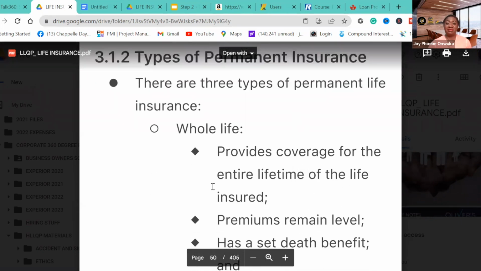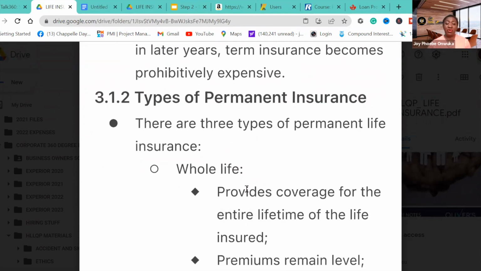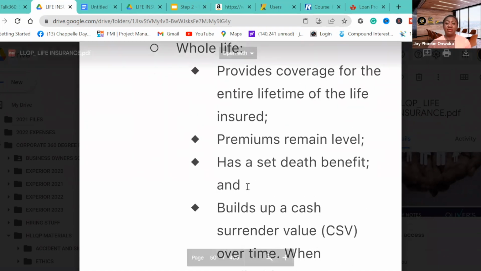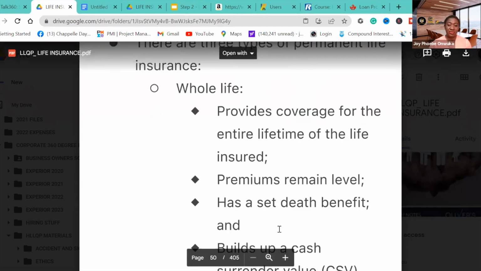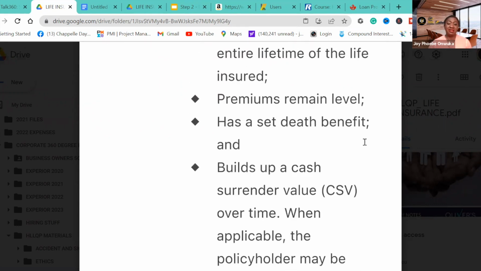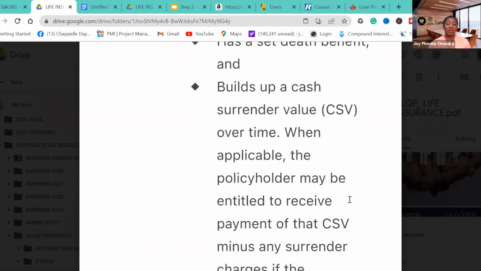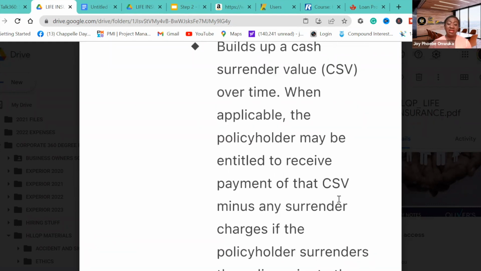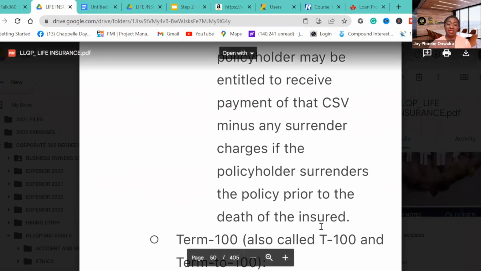Now, there are different types of permanent insurance. There are three types actually of permanent life insurance. We've got whole life. This whole life provides coverage for the entire life of the life insured. Premiums remain level and it has a set death benefit, and it builds up cash surrender value over time. When applicable, the policyholder may be entitled to receive payment of the cash surrender value minus any surrender charges if the policyholder surrenders the policy prior to the death of the insured.